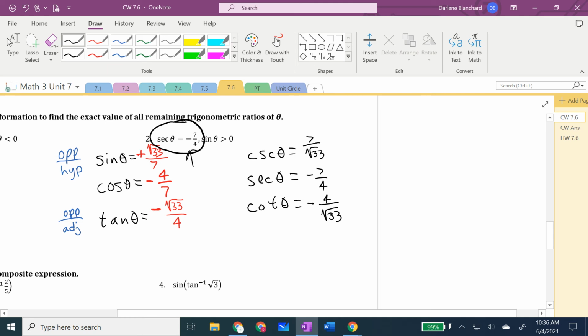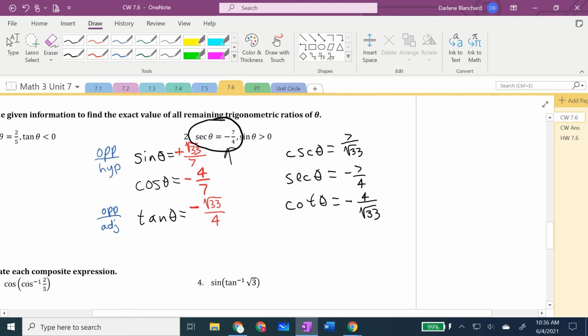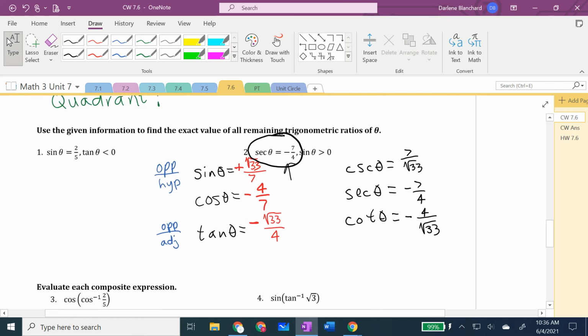So that is all that I'm asking you to do with these problems. If you have enough information to know what quadrant you are in, then all you need to know is one of your 6 trig functions, and you know what all of the other 5 trig functions are. If you write out a right triangle, use Pythagorean Theorem so that you have all 3 sides, and then you have all 6 of your trig functions right there.